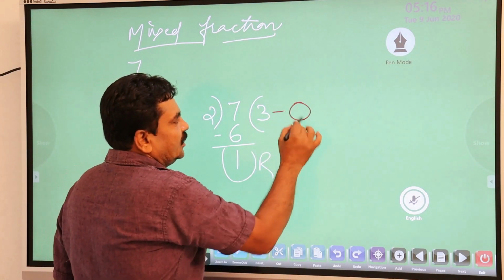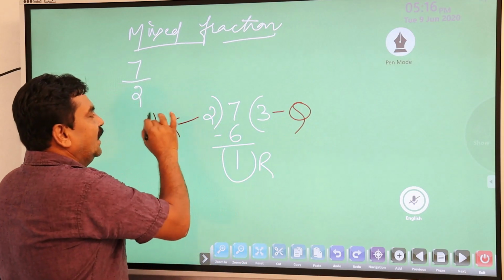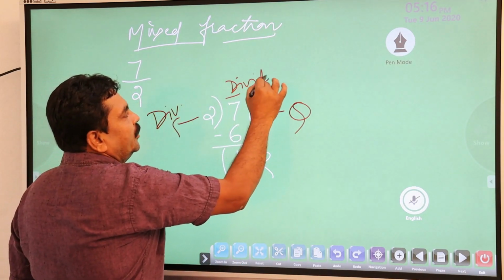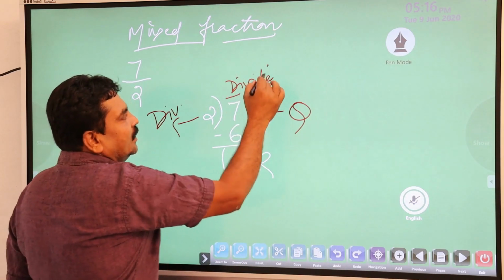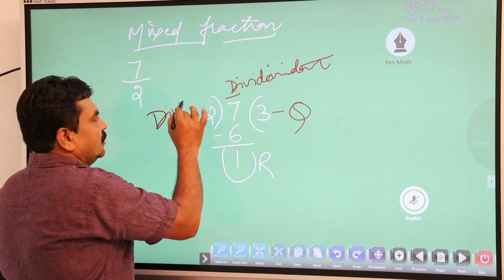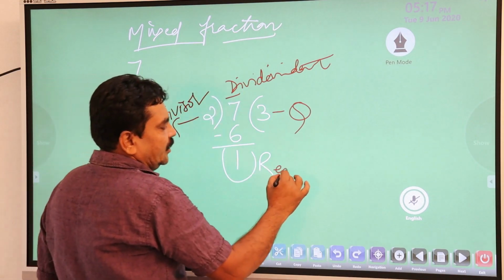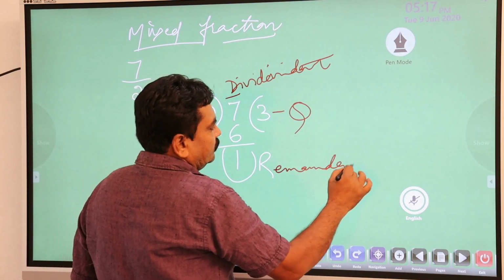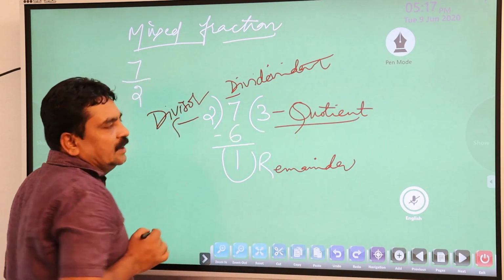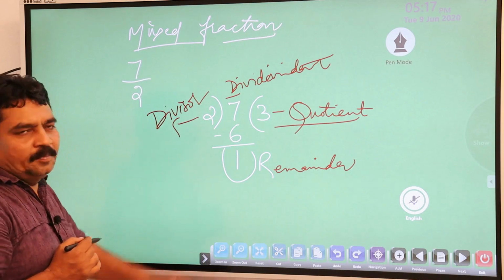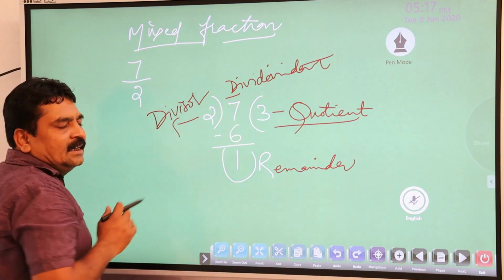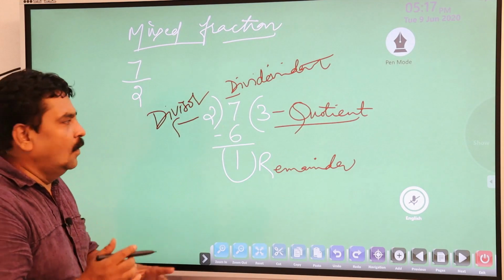This is the quotient, this is the divisor, and this is the dividend. That we all know. Okay, this is the dividend. This is the divisor. This is the remainder. And this is the quotient. We all know this. We have studied it already in our previous class. Now we can write this in a mixed fraction form.